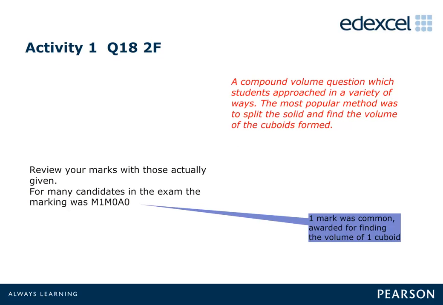Question 18 on F1. From the Principal Examiner's paper F1 report. A compound volume question which students approached in a variety of ways. The most popular method was to split the solid and find the volume of the cuboids formed. For many candidates, the mark awarded was M1 for finding the volume of one cuboid. You should have seen from the exemplars that many candidates could not split the shape accurately and allowed overlaps.